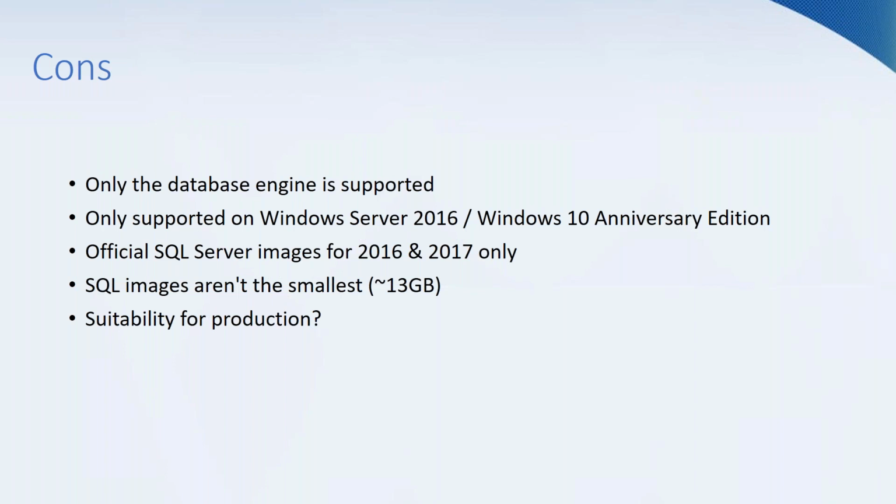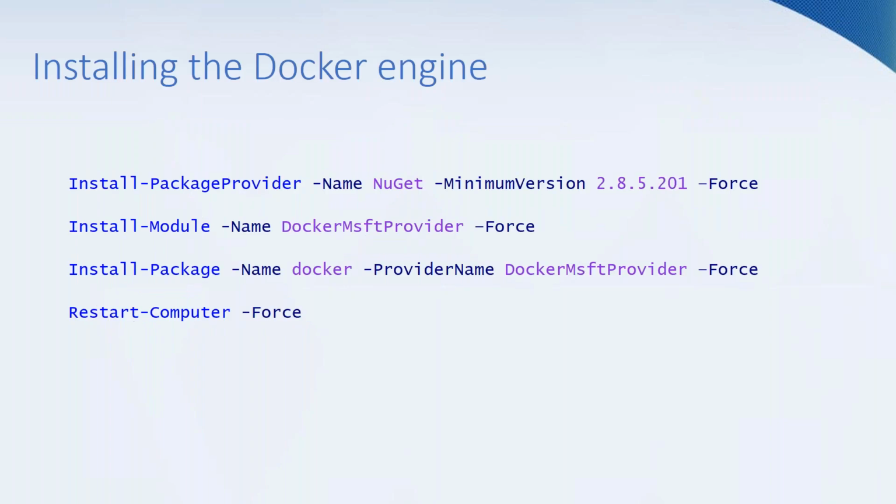Okay, so I think I've talked about theory enough. Let's actually get into building our containers. The first thing we need to do is install the Docker engine. And as I said earlier, it is really simple to get this up and running. It is literally 2 PowerShell scripts and you are good to go.